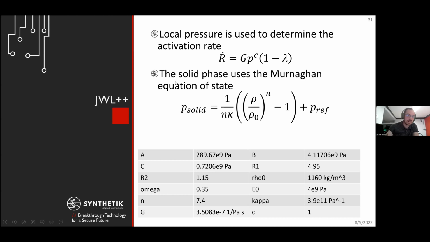And then the other difference from the standard model is that we're going to be using the Murnaghan equation of state. This is just a standard equation of state for solids. And then also we're going to be using the JWL-C equation of state, which is just slightly modified from that standard JWL.